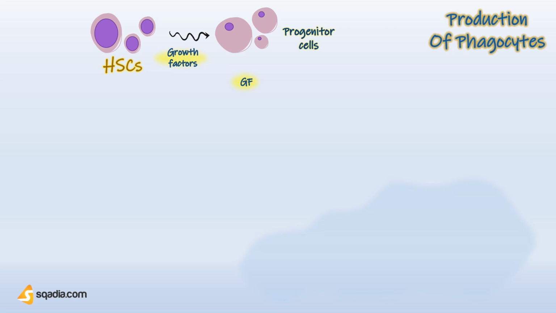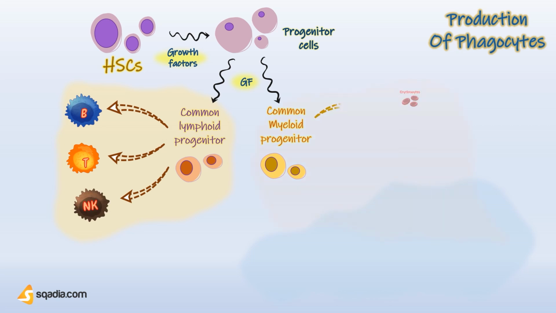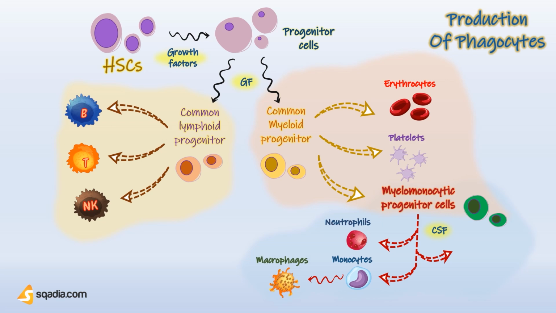Under the influence of growth factors, two separate immune system progenitor cells develop: the common lymphoid and common myeloid progenitor cells. Common lymphoid progenitor cells then give rise to lymphocytes, that are T and B cells, and also natural killer cells, while common myeloid progenitor cells further give rise to erythrocytes, platelets, and myelomonocytic progenitor cells. These myelomonocytic progenitor cells then differentiate under the influence of CSF into neutrophils and monocytes, which are further converted into macrophages within tissues, and dendritic cells.